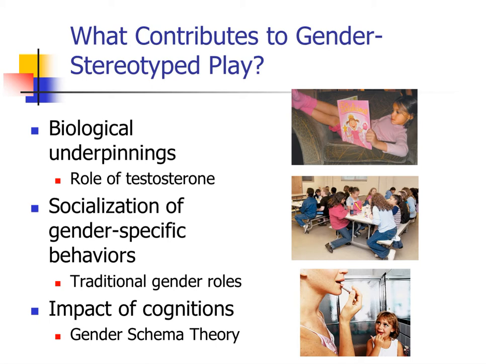Another one is socialization of gender-specific behaviors. It could be either cultural norms, social norms, or family norms. What are the traditional gender roles in their house? What do they see? What's modeled to them? And then it can also be the impact of cognition, in other words, gender schema theories. And what's expected of them? Is it expected that boys maybe put on chapstick, but they don't put on lipstick?